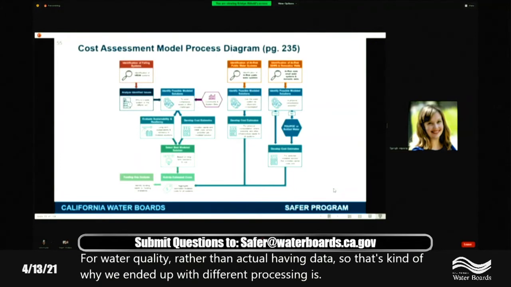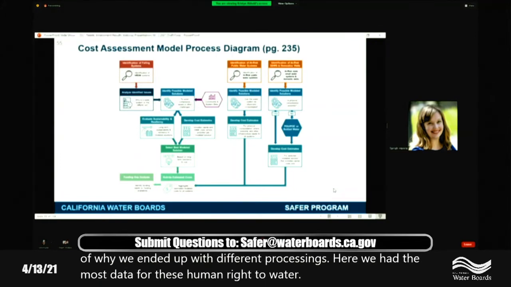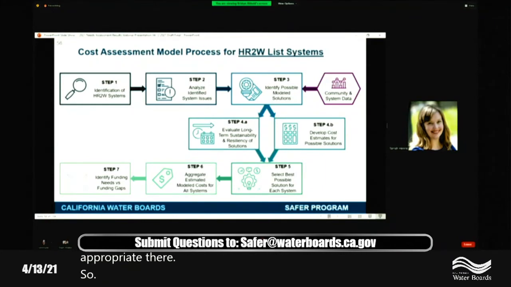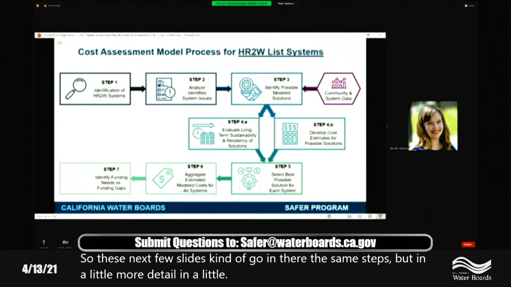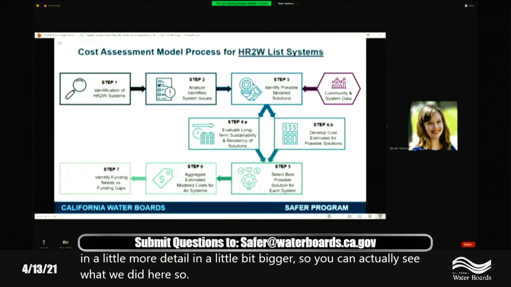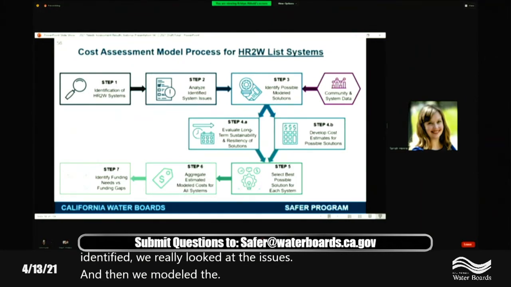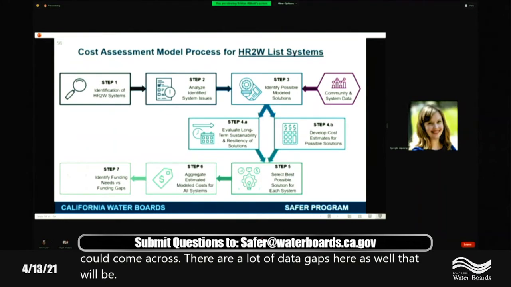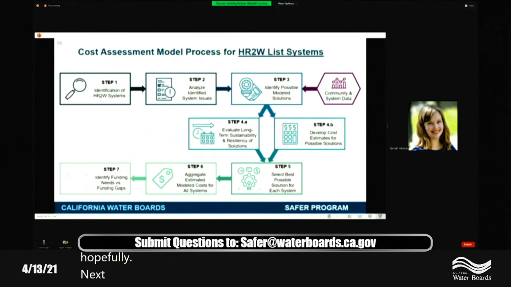We had the most data for these human right to water systems and more information about what potential solutions might be appropriate there. So these next few slides go in, they're the same steps, but in a little more detail and a little bit bigger, so you can actually see what we did here. After the human right to water systems were identified, we looked at the issues, and then we modeled the potential solutions using any data we could come across. There are a lot of data gaps here as well that will be improved in future iterations of the modeling process, hopefully. Next were 2 steps that happened simultaneously.